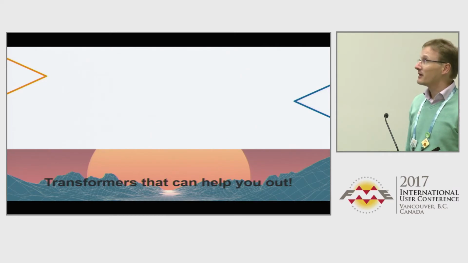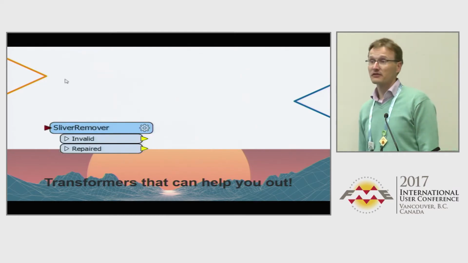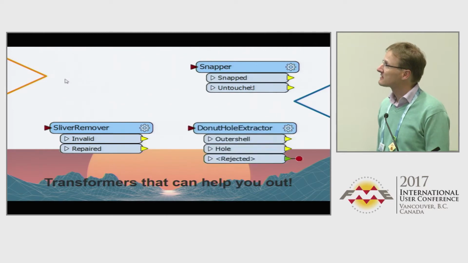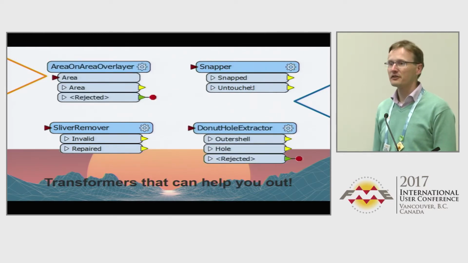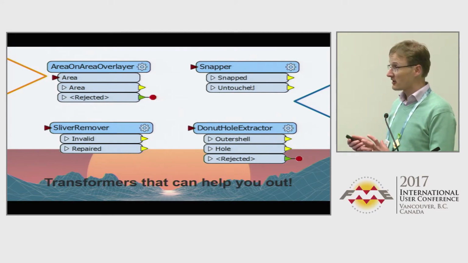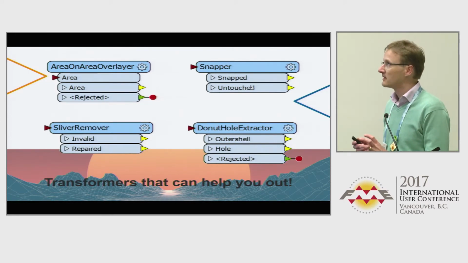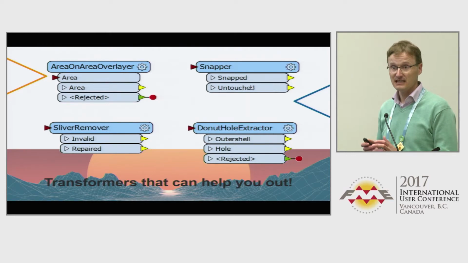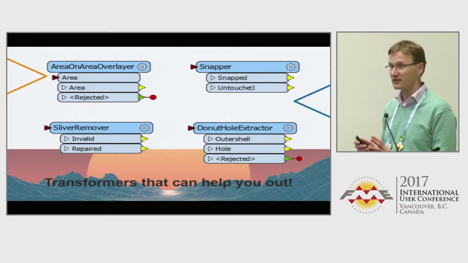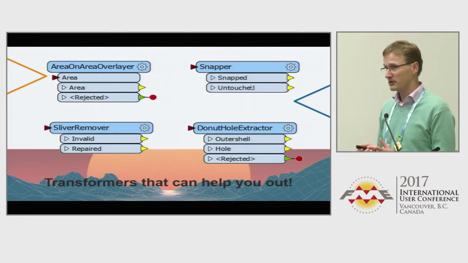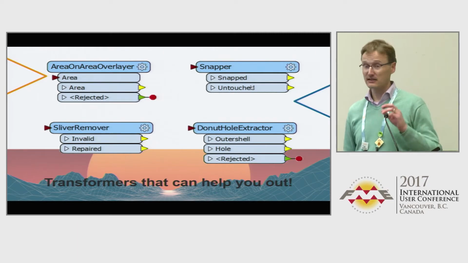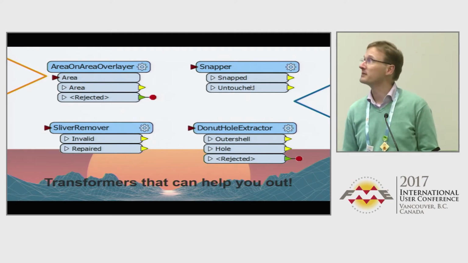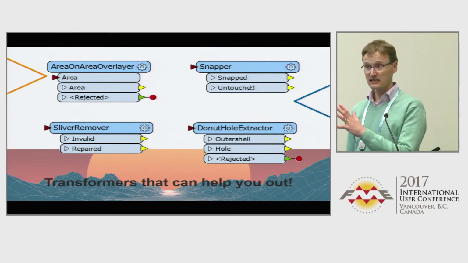Transformers that can help you out within FME: it's the SliverRemover, it's the Snapper, it's the DonutHoleExtractor, and it's the AreaOnAreaOverlayer. These are things you can use. Actually, in 2017 and the next version, they really made great improvements on it. But me, myself, I'm very fond of my old Python script that was created about 10 years ago and does the job for me.